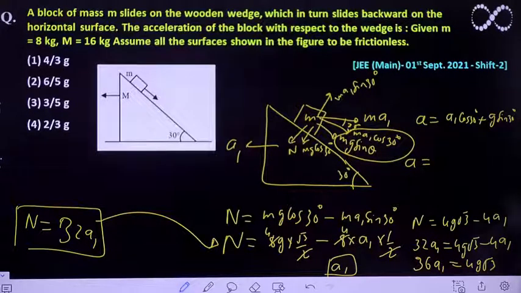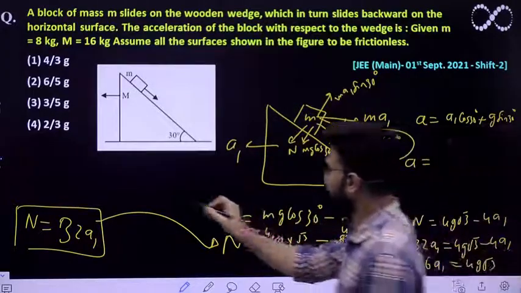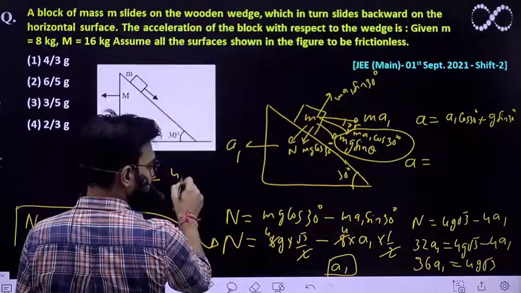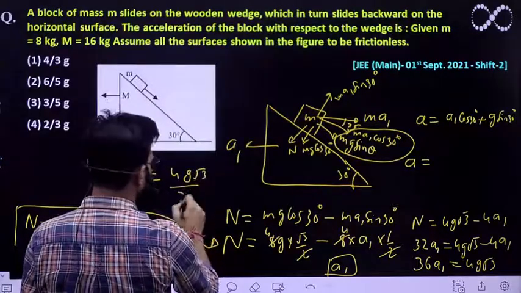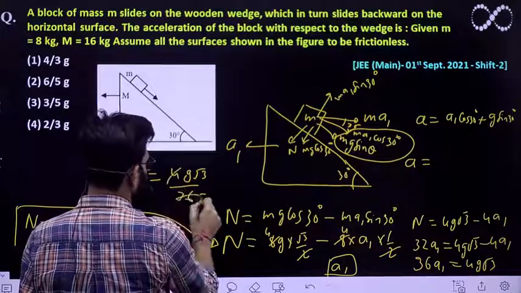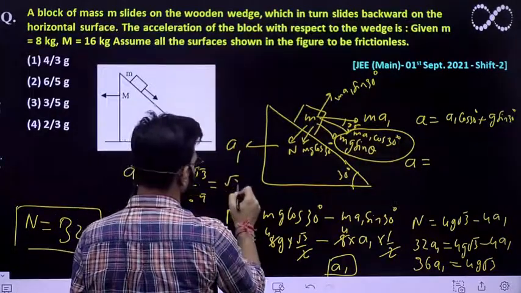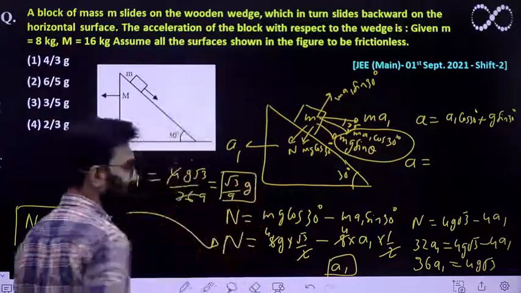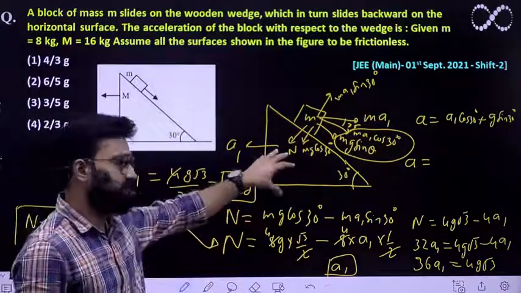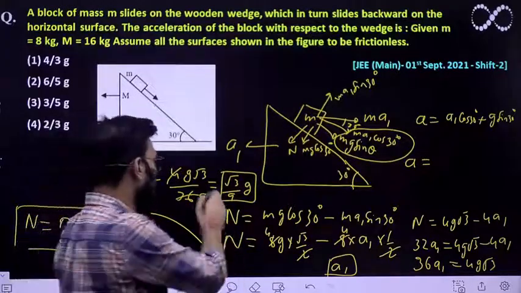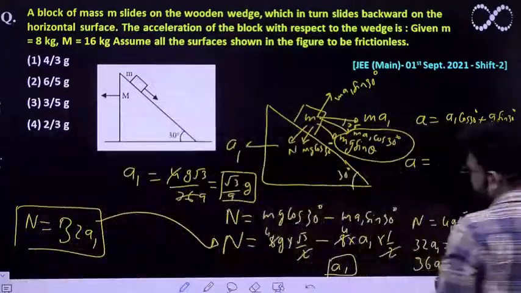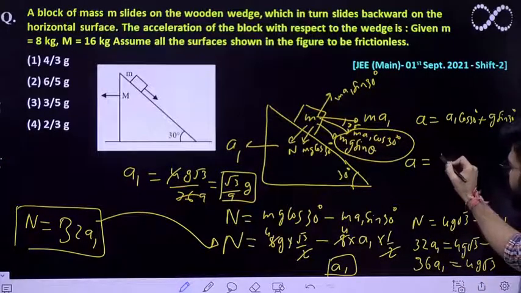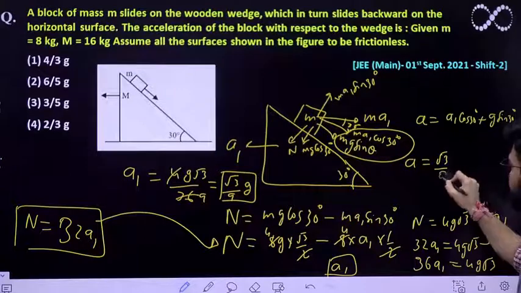So what is the value of a1 that you are getting? The acceleration of the wedge comes out to be 4g root 3 by 36. So 4 9s are 36, so eventually you'll get root 3 by 9 g as the value of acceleration of this wedge in the horizontal direction. Now putting the value of this in this expression, you'll get the value of the acceleration of small m block. So it comes out to be root 3 by 9 g.